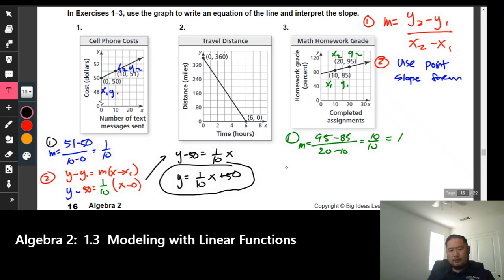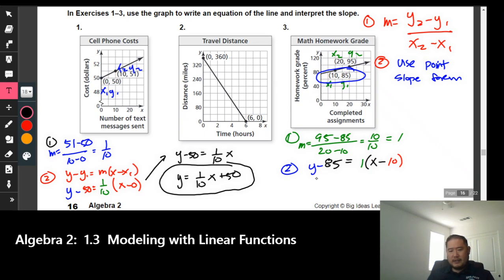Step 2, we use the point-slope form. Which one of these 2 points do you want to use? Like I said, I like small numbers, so how about 10 and 85? You could choose 20, 95. That's perfectly fine. So we have y minus y sub 1, which is 85, equal to m, and the slope is 1 in this problem, so that makes things a lot easier. And then we have x minus x sub 1, which is 10.